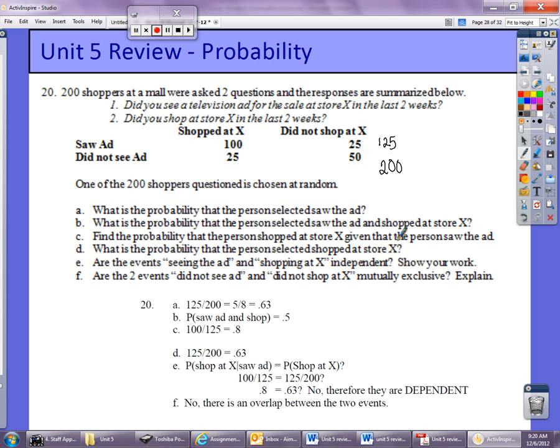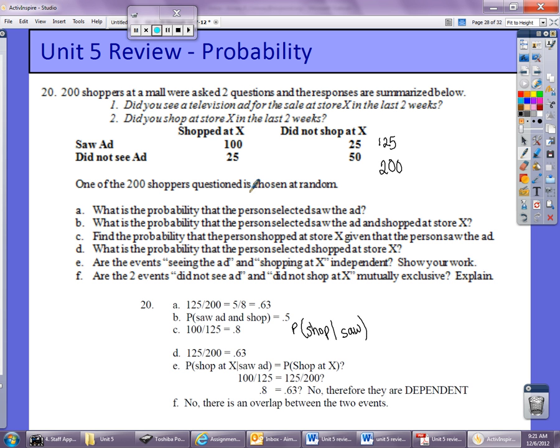For letter C, find the probability that the person shopped at store X given that the person saw the ad. So again, that is the probability that the person shopped at store X given that they saw the ad. So you're going to do the probability of shop and saw. So the probability that they shopped and saw is 100, so there's your 100. And that's out of 200, but again, that 200 is going to cancel on the bottom, so you really don't even need to write it. Over the probability that they saw the ad, and that was again 125 of them, so 100 out of 125 is 0.8.